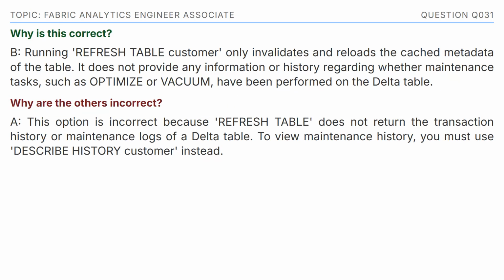Why is this correct? B. Running refresh table Customer only invalidates and reloads the cached metadata of the table. It does not provide any information or history regarding whether maintenance tasks, such as optimize or vacuum, have been performed on the Delta table. Why are the others incorrect? A. This option is incorrect because refresh table does not return the transaction history or maintenance logs of a Delta table. To view maintenance history, you must use describe history Customer instead.